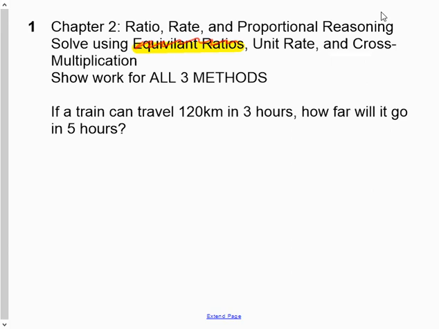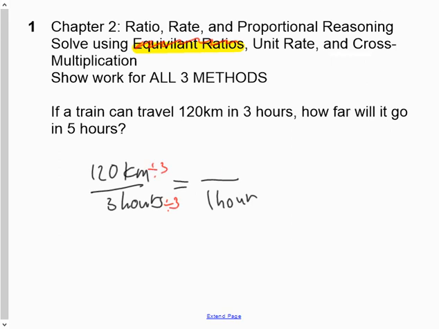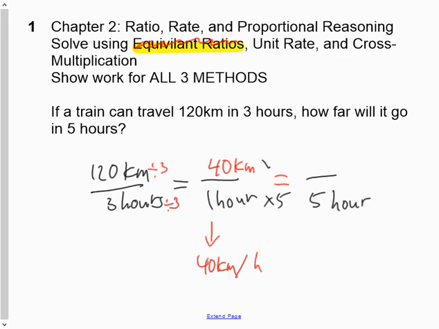The second method is unit rate. If I take that 120 kilometers in 3 hours and determine what the unit rate is, that means in 1 hour, that's our unit rate because our second term is 1. Here I know I'm dividing by 3, and up here I'm dividing by 3, and I end up with 40 kilometers in 1 hour. Or I could write it as 40 kilometers per 1 hour. That's the unit rate. Once we have the unit rate, that allows us to say, if I know how far it goes in 1 hour, then in 5 hours, it would be 200 kilometers.